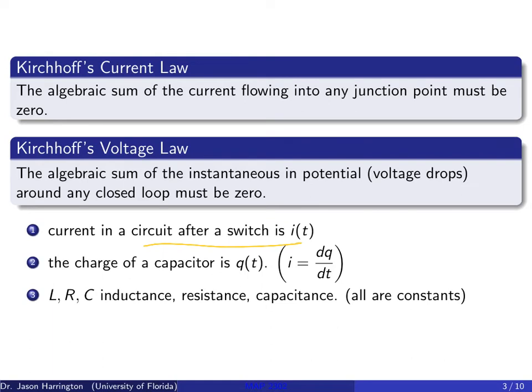So just for some notation here, the current in a circuit after a switch is just I. And then the charge of a capacitor is Q of t. And you'll notice the relationship between I and the derivative of Q. Then we have three different types that we're going to be using just in this class. We have inductance, resistance, and capacitance. And these are all going to be constants. So let's go ahead and start showing you what these things actually are.